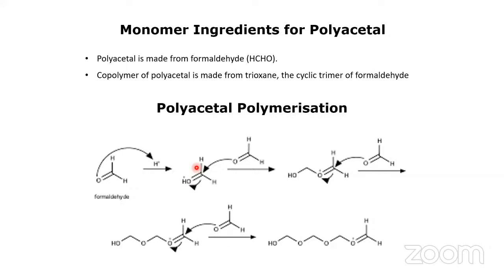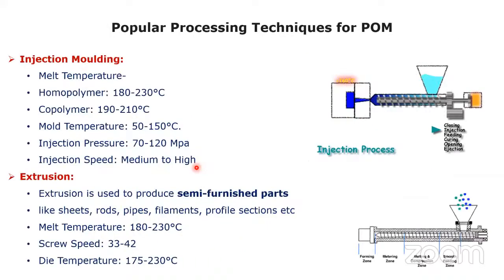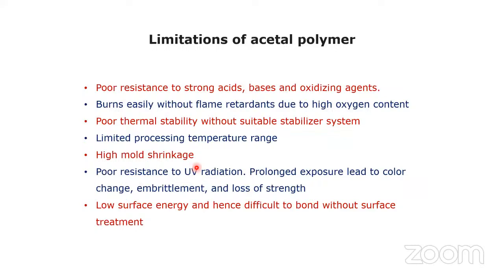Okay, so we will restart our lecture by correcting something and by explaining some of your doubts. First of all, whatever you have mentioned about shrinkage, I think one of you mentioned the shrinkage of polyacetal. In the limitations of acetal polymers, high mold shrinkage is given. I have wrongly mentioned something in the previous slides, and I want to correct myself here.